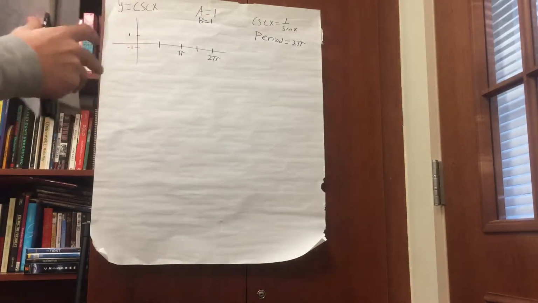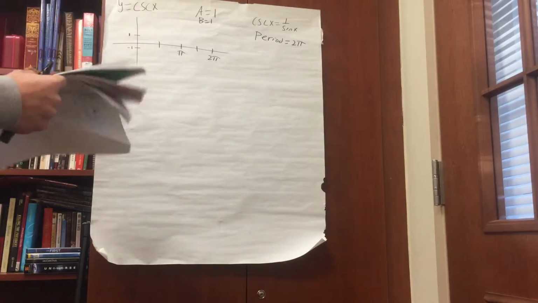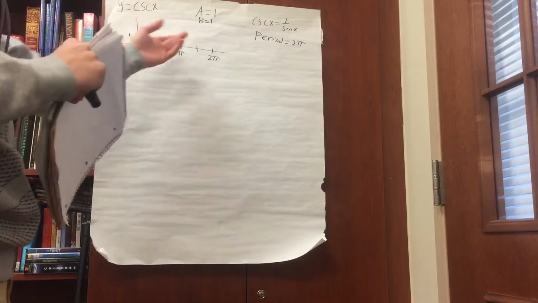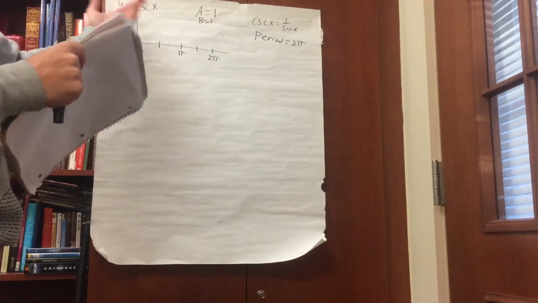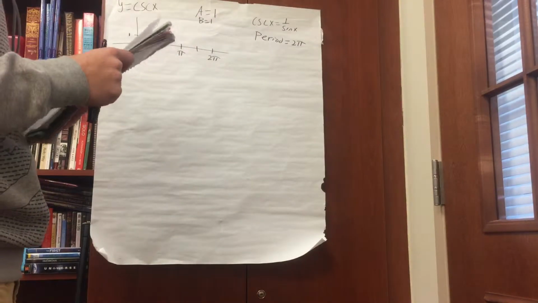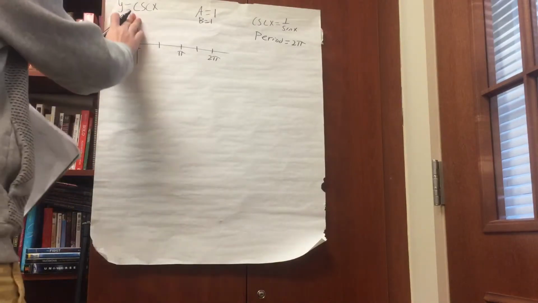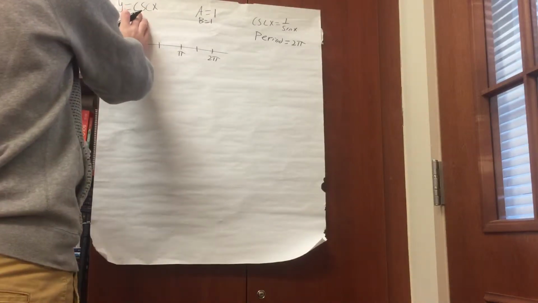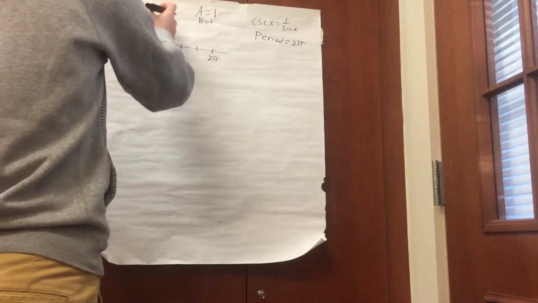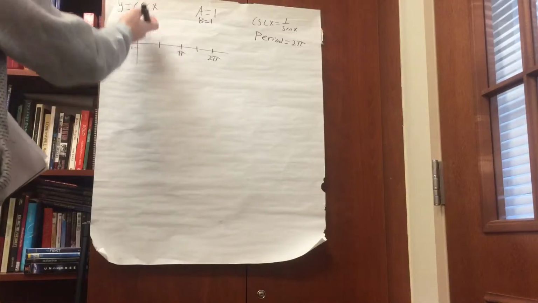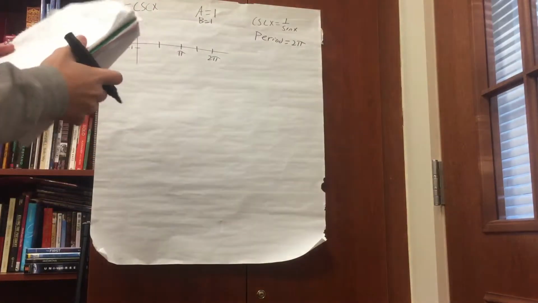The first one we're going to do, I kind of set it up already, is y equals cosecant x, and that's just the basic one. So your a is going to equal 1, because it's just a regular cosecant graph, and your b is also going to equal 1. And this cosecant graph is basically the reciprocal of sine: cosecant x equals 1 over sine.